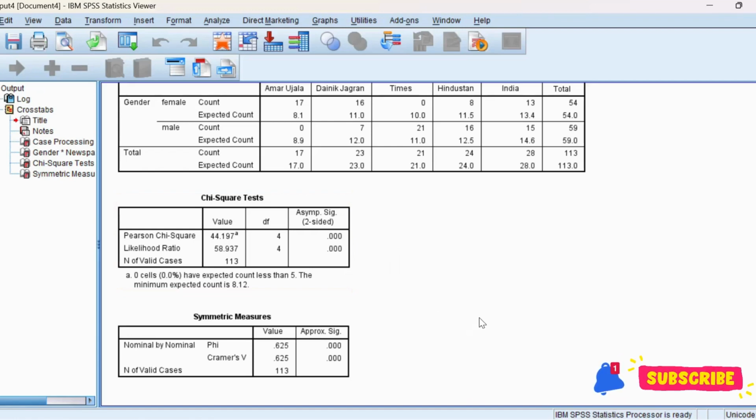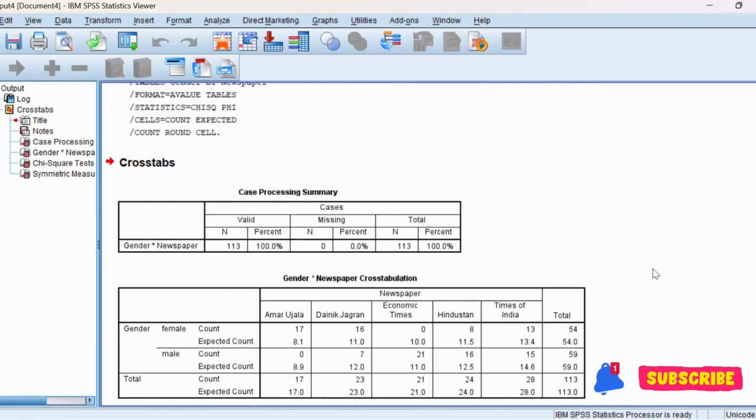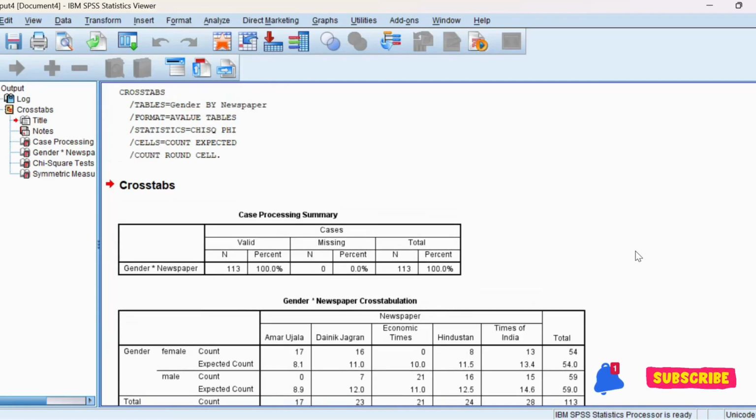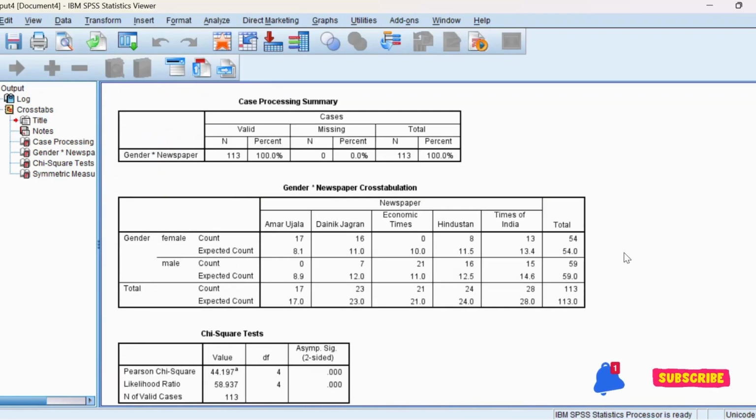So that is how we perform the chi-square test, or test of association, using SPSS. It is a very beautiful technique through which we can find out the association between two categorical variables.